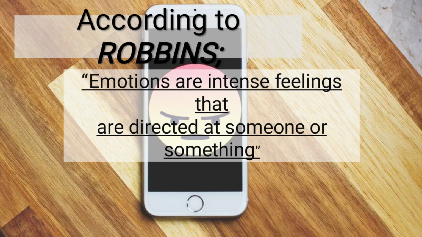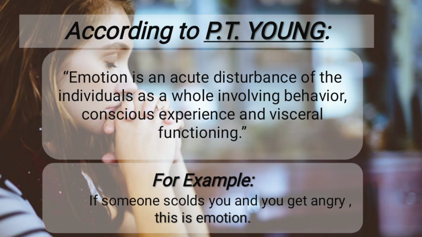According to Robbins, emotions are intense feelings that are directed at someone or something. According to P.T. Young, emotion is an acute disturbance of the individual as a whole involving behavior, conscious experience and visceral functioning. For example, if someone scolds you and you get angry, this is emotion. It means you have emotions.